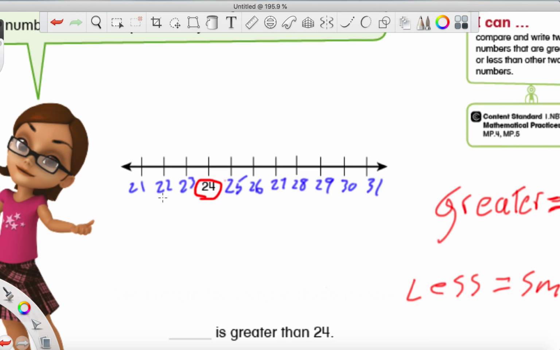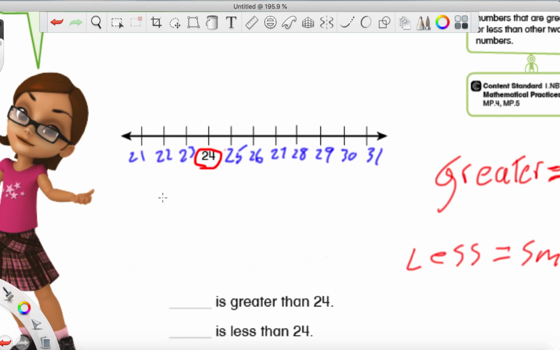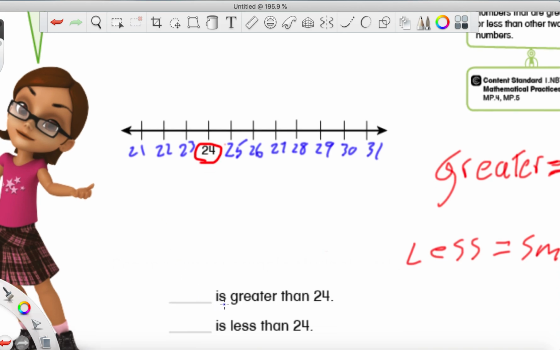Okay, so now we have to go down to our little sentences down here. It says blank is greater than 24. So what we have to do is we see the number 24 on our number line, right? Now we have to pick a number that is bigger because greater just means bigger. So what number is bigger than 24? Go ahead and write that number down real quick for me. Pick any number up here that is bigger than 24 and write it down. Alright, did you pick a number? Did you write it down real quick? If you're still trying to pick a number, you can always pause the video by hitting the space bar.